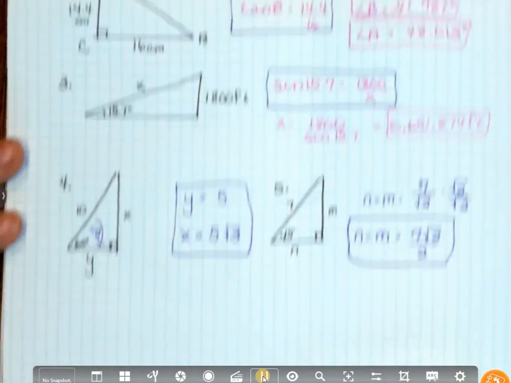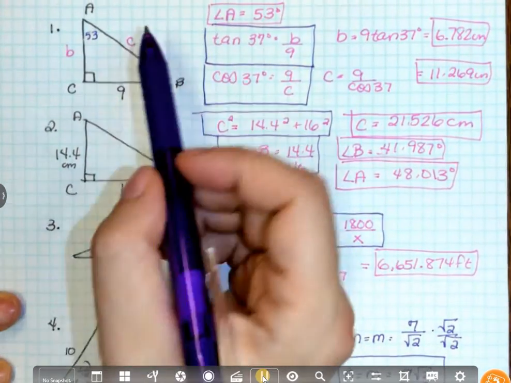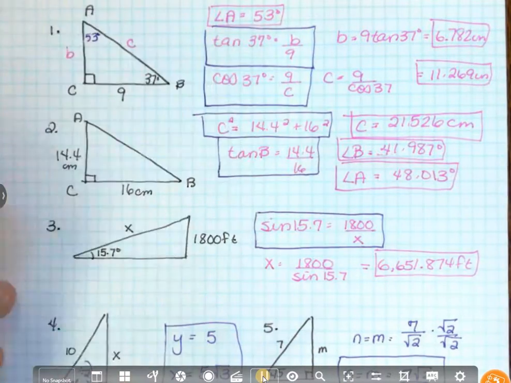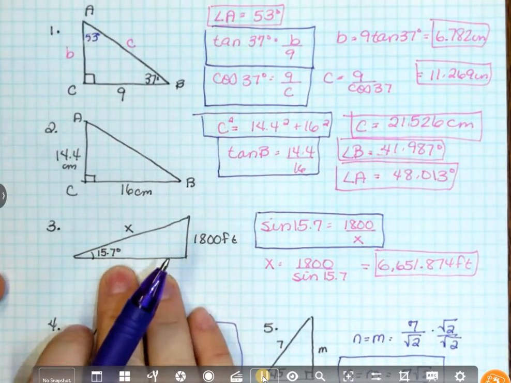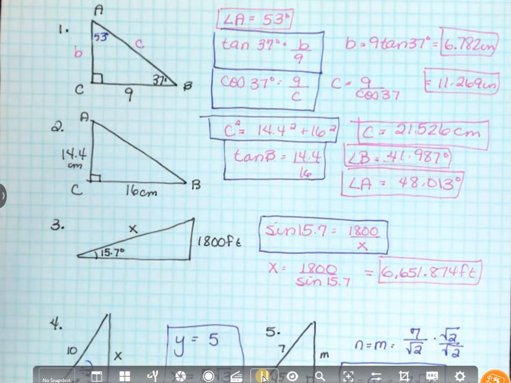And it really should work no matter which of these two angles you chose to use. In all of these, I find that I make fewer mistakes if I just use the stuff that they gave me. I never use one of my answers to get more answers unless I absolutely have to. Because what happens if you made a mistake in the first step? There's no recovery.